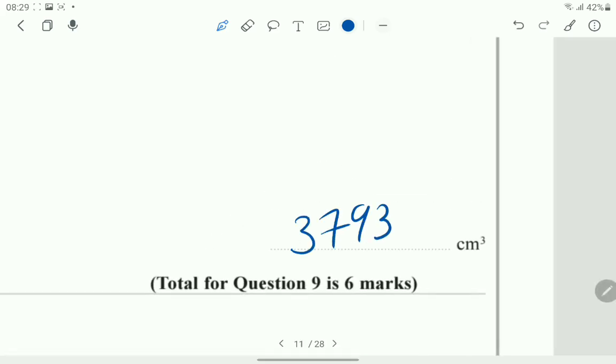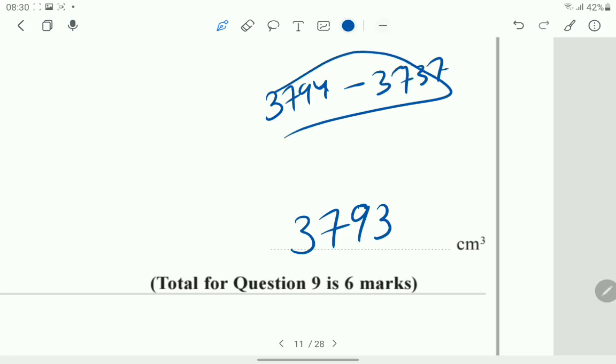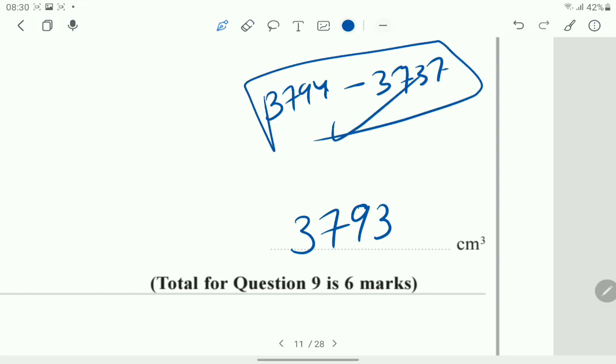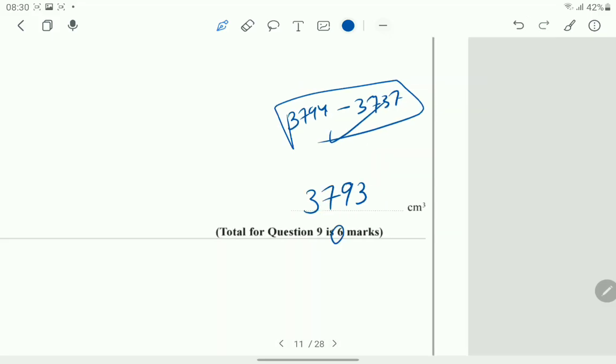3793 or whatever answer you get due to the rounding difference, but note that it should not be more than 3794 or less than 3737. So this is the acceptable range by the examiner. So yeah, this is how you score 6 marks. Moving on.